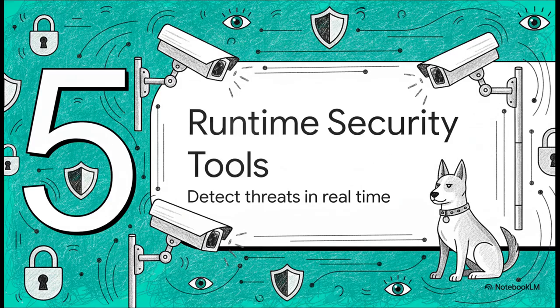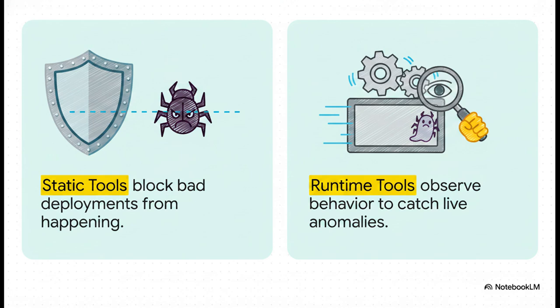Finally, step 5, runtime security tools. Let's detect threats in real time. Because once your container is deployed, you can't just walk away. You need to set up the security cameras and a guard dog at the perimeter. It's really vital to understand this distinction.